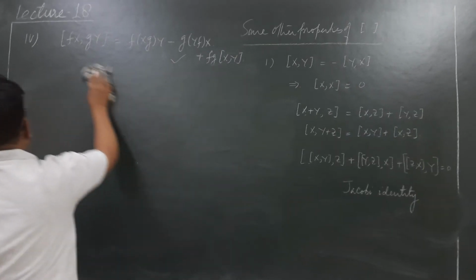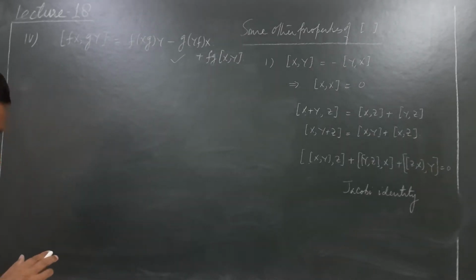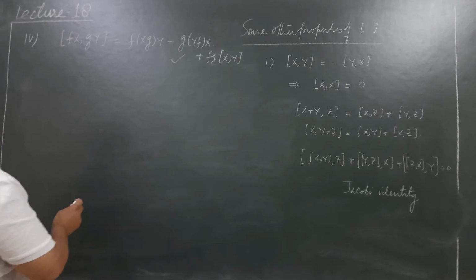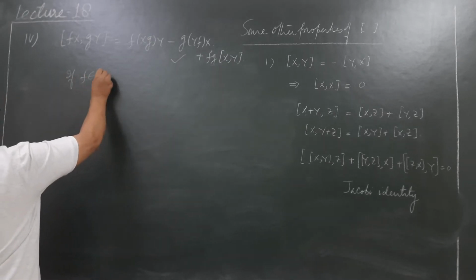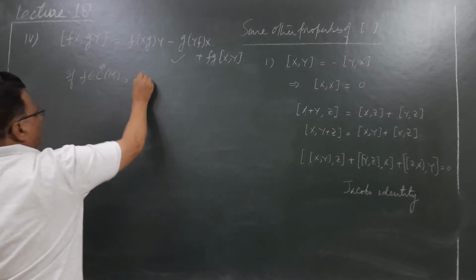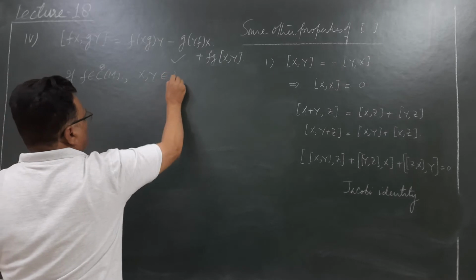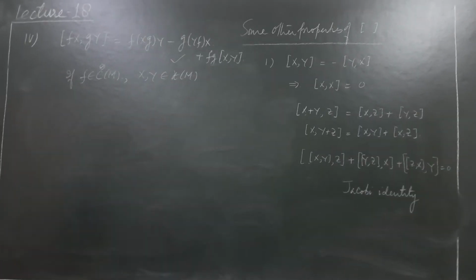So this was number 4. आगे बढ़ने से पहले मैं कुछ चीज़ और बताना चाहूँगा कि if you are given f, any real valued function on M, and X, Y are vector fields on M, they are all C infinity objects.